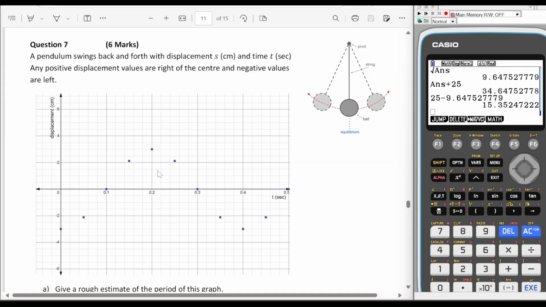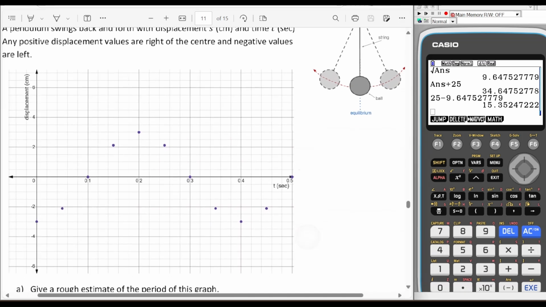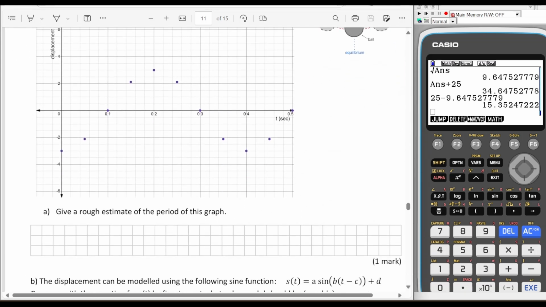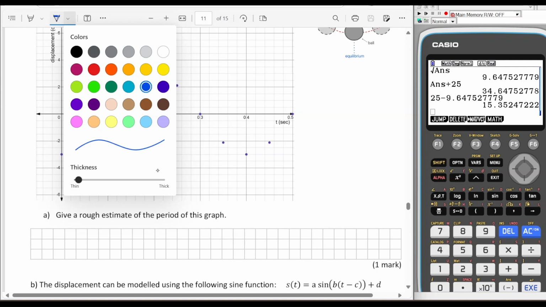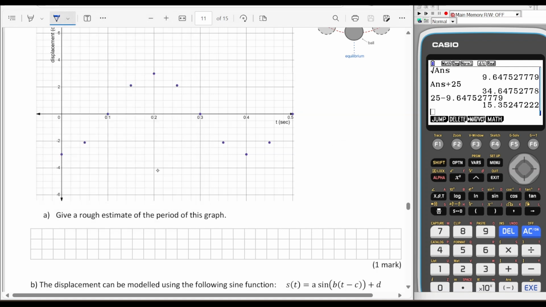All right, next up we got this lovely question about pendulums. So we basically just have to find the equation of this graph. So a rough estimate of the period of the graph. So first of all, with the period, you got to find 2 points which are consistent. So I'm going to go with the minimums there, and they look to be 0.4 seconds apart. So 0.4 seconds.